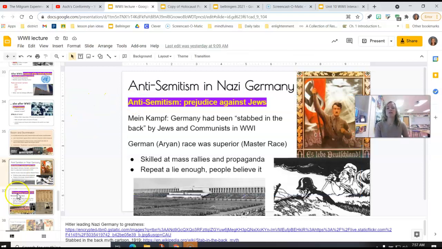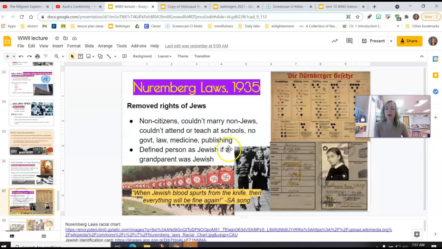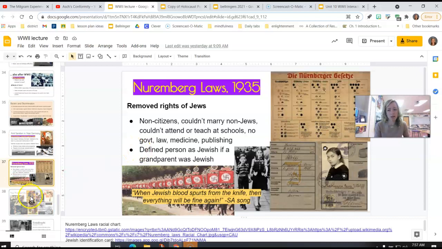Anti-Semitism is prejudice against Jews. That will then catapult into the Nuremberg Laws, which strip the Jews of their citizenship. They couldn't teach at schools anymore. They couldn't hold government jobs. They had to carry identification cards, and a person was defined as Jewish if one of their grandparents was Jewish. So they were starting to segregate them.